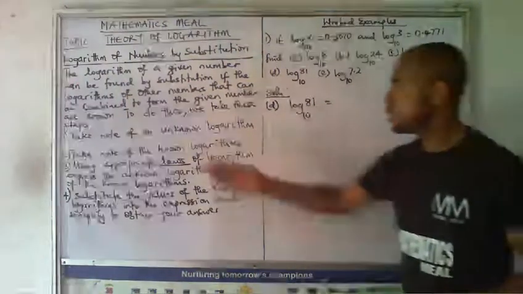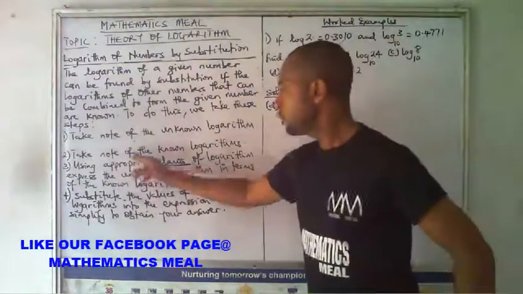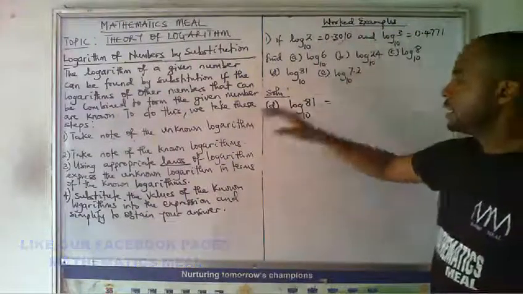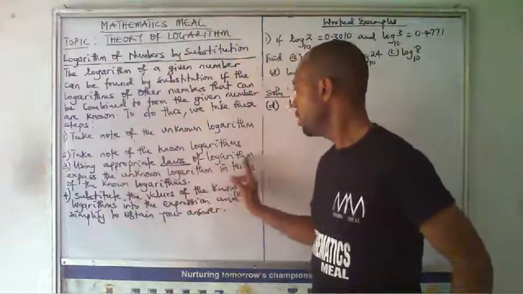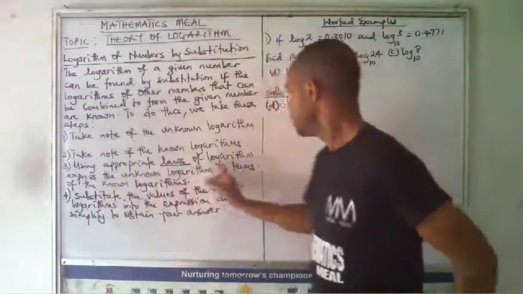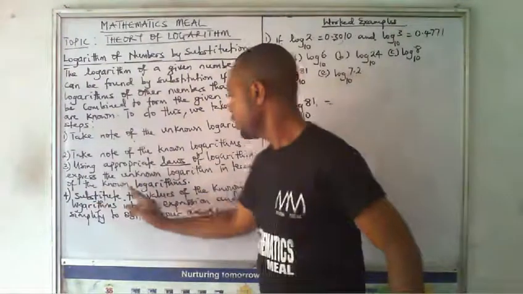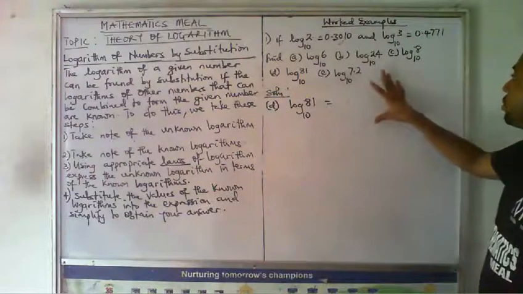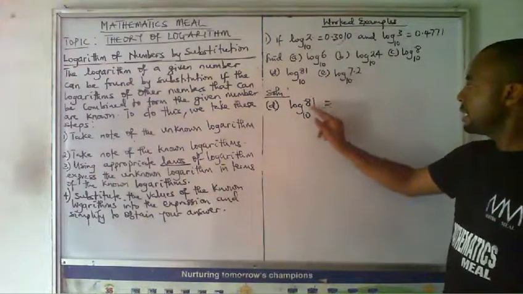Remember the steps. Take note of the unknown logarithm. This is the unknown logarithm. Then take note of the known logarithm. These 2 are known. Then using appropriate laws, express the unknown logarithm in terms of the known logarithm. And yes, that's the log 81.